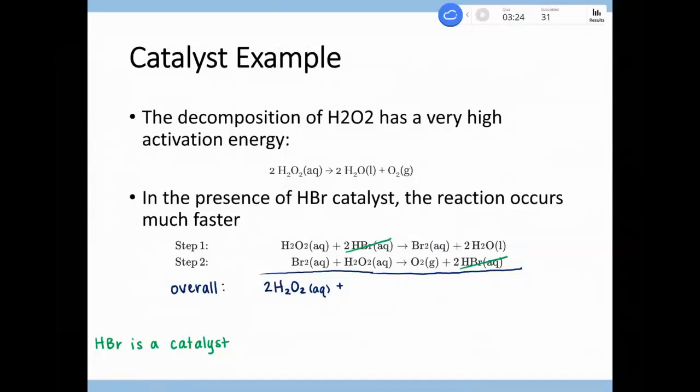The next reagent is Br2. Br2 is present on the left side and is present on the right side, so it also gets canceled out. But Br2 was first generated and then it was used up. So the catalyst was used up and then generated. Br2 was generated and then used up. Br2 is an intermediate. So that's what we are more familiar with.